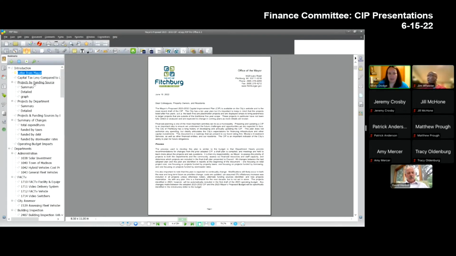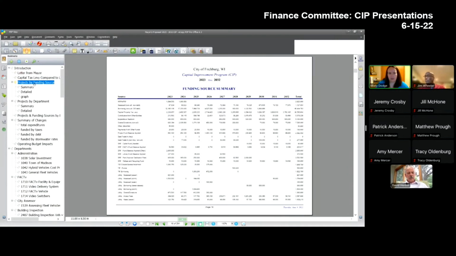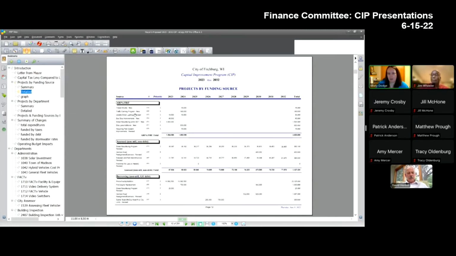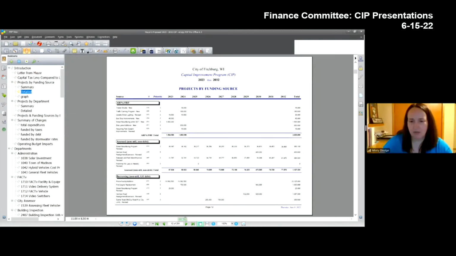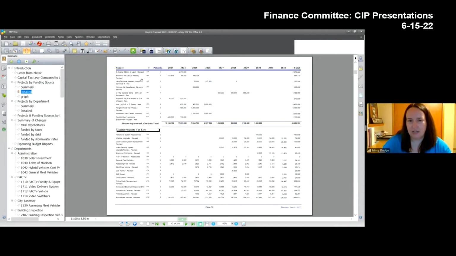Another place that is often helpful is projects by funding source, and the detailed one as well. If, for example, you're really interested in what projects are funded by borrowing, you could go to the borrowing section and see the individual projects included there. Same with capital tax levy or any of the other funding sources. Each one of those projects listed here has a detail page in the bulk of the document. So this is a really helpful way to look at things.